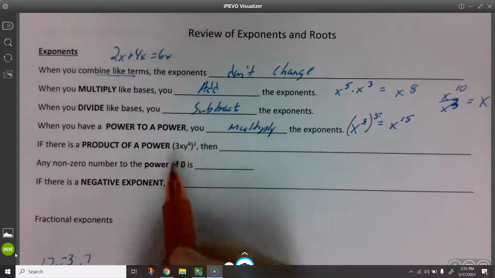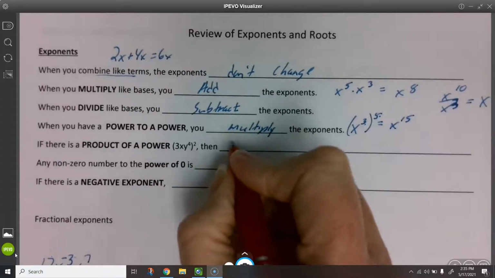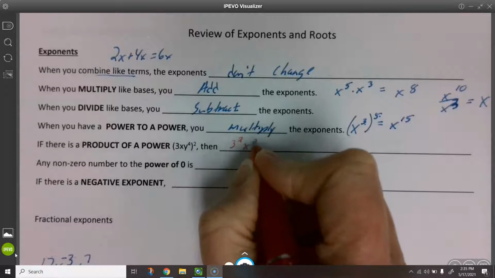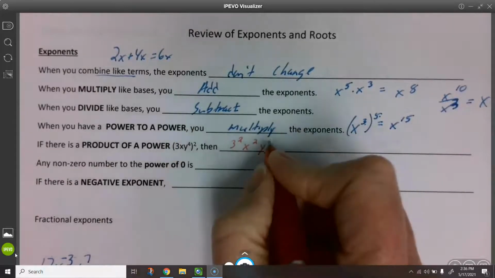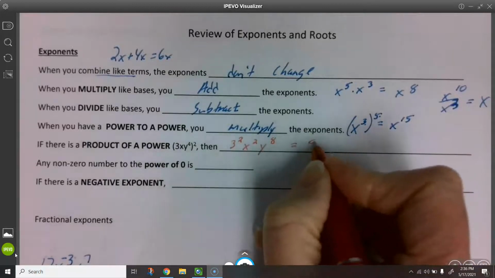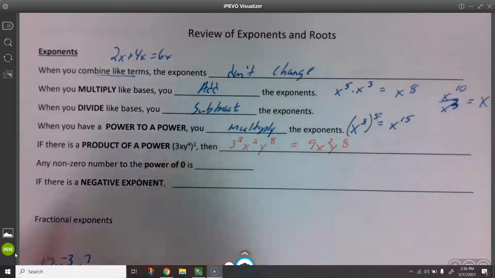If there is a product of a power, such as 3xy to the 4th, all of it to the 2nd, then we're going to take 3 to the 2nd, x to the 2nd, y to the 4 times 2, because that goes back to a power, so that's 8. So that'd give us 9x to the 2nd, y to the 8th. So we have to take everything to that power of 2. That's what it means by a product of powers.